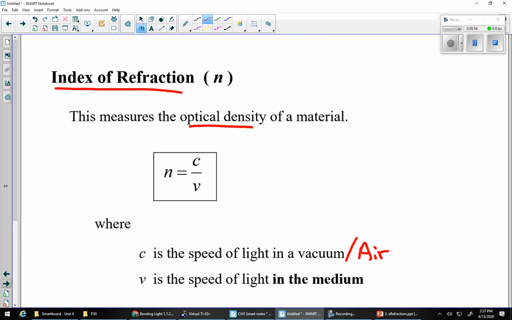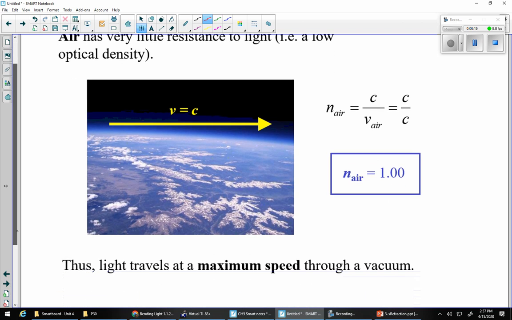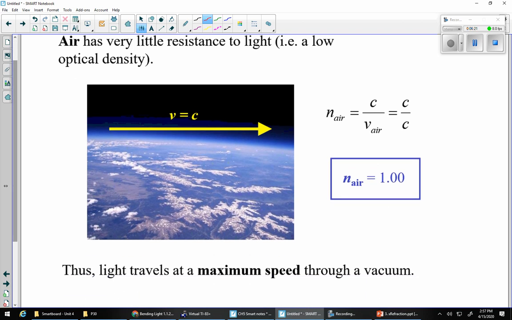And we know that that's 3 times 10 to the power 8 meters per second, 300 million meters per second. And then v is the speed of light in the medium. So that's the other medium. That could be water, that could be glass, that could be diamond, that could be all kinds of different things. But that's the speed of light in the other medium. So just thinking about this, air has very, very little resistance, right? So it's very close to our optical density of a vacuum. Very, very, very little resistance.